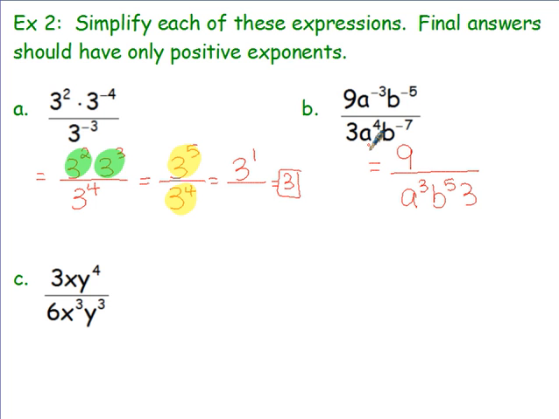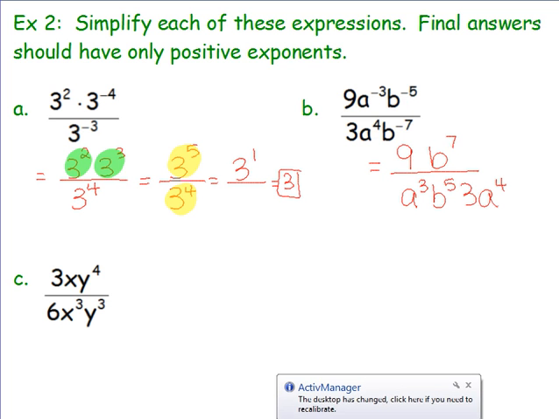A is happy, leave it on the bottom. B is sad, move it to the top, make it happy. So we have made everybody happy. Finally, like terms, absolutely.